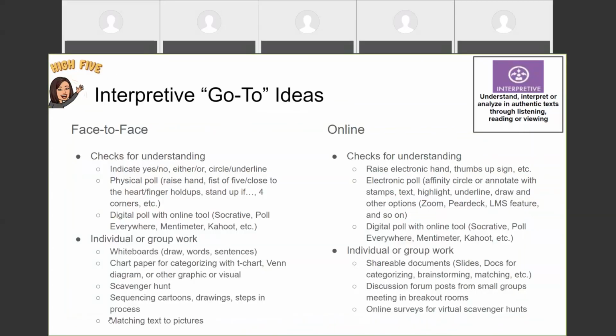Some of the ideas on the previous slide are more appropriate for a face-to-face setting. So this slide gives you some more ideas how you can shift from a face-to-face setting to the online versions. Some online examples include electronic polls, shareable documents, and discussion forum posts. Some tools that you can use include Pear Deck, Mentimeter, Poll Everywhere, Kahoot, and so on. So depending on whether you are checking for understanding or assigning individual or group work will determine which tool you use.